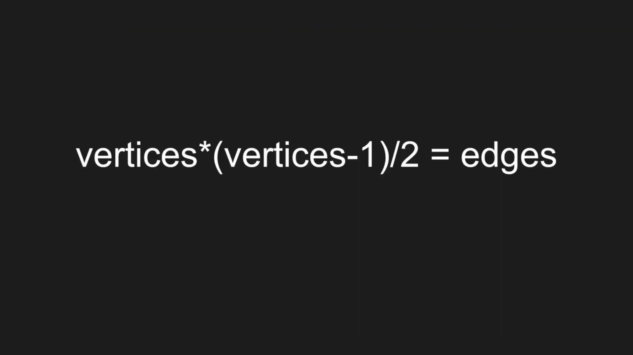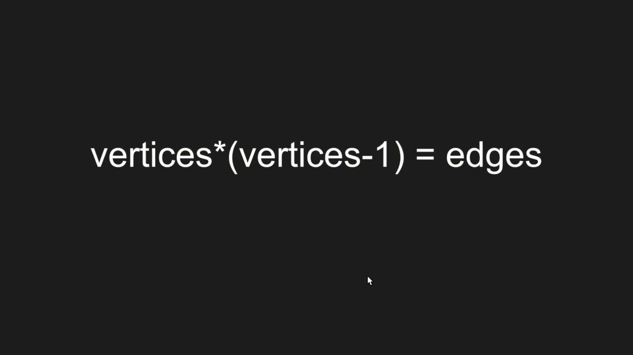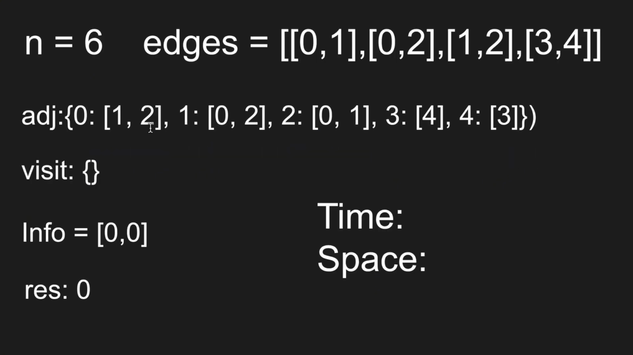Before we get to how we can solve this problem, we should acknowledge that for a complete connected component, its number of vertices times vertices minus 1 divided by 2 should equal its number of edges. If that is the case, then we know it's a complete connected component. But for this example, since we're using an adjacency list, we will use a slightly different check, which we'll get to later on. So what we will do is create an adjacency list, which will have its vertices match with all the other vertices that it shares an edge with.